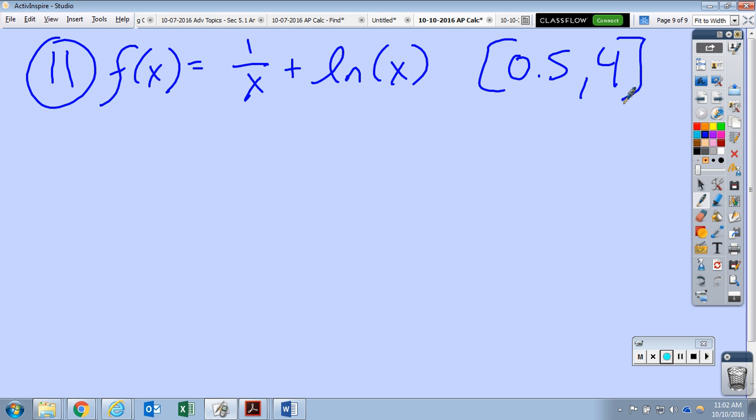If you weren't familiar with this, off the top of my head I have no idea what this looks like, but because they give me endpoints, oh great, then I don't have to worry about end behavior, right? I'm just, okay, f prime equals 0, f prime doesn't exist, and then endpoints.